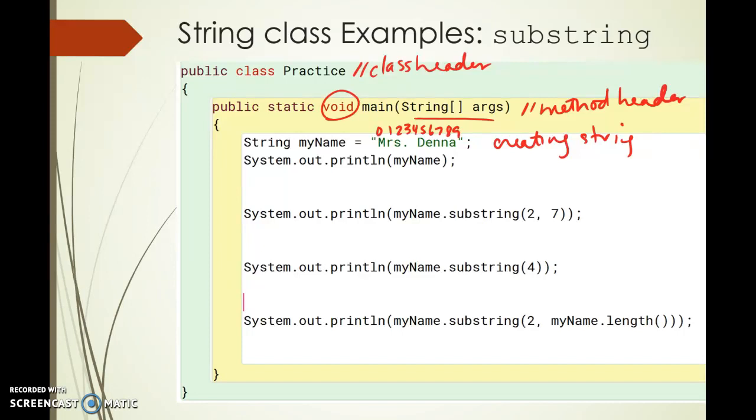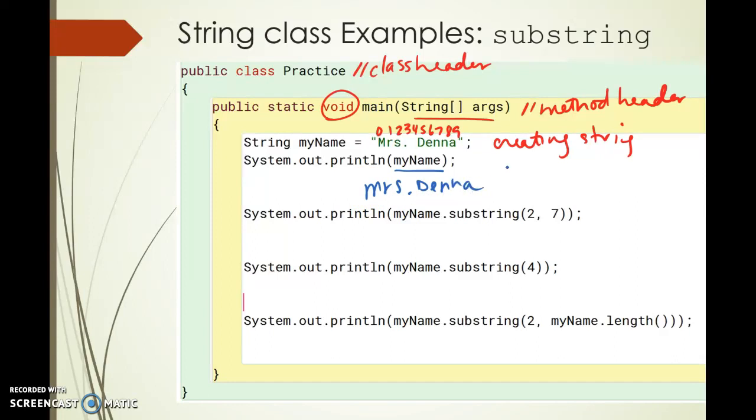So in the first one, when I say println and I say my name, I'm printing the variable. So what Java does is it says, okay, you want to print. What is it that you want to print? Oh, you want to print the variable my name. So then Java will now go to the variable my name and see what it's equal to. And this information would be inserted into the print line, and that is what is displayed. So what I would see on the screen is simply Mrs. Dena.